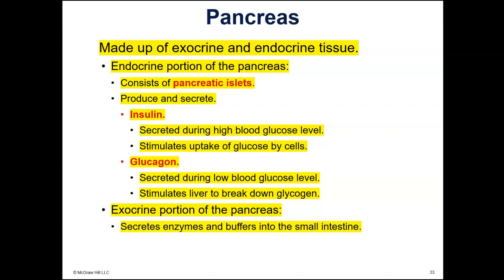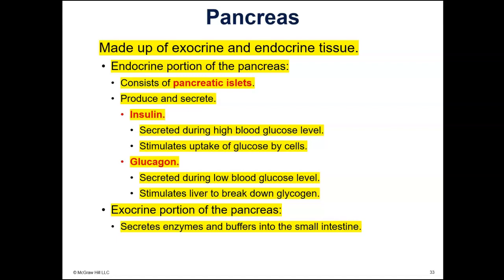Insulin is secreted when you have high blood sugar. And remember, blood sugar is glucose. So when you have high blood glucose levels, it stimulates the uptake of glucose by cells. And those cells typically are liver cells and muscle cells. Glucagon is secreted when you have low blood glucose.